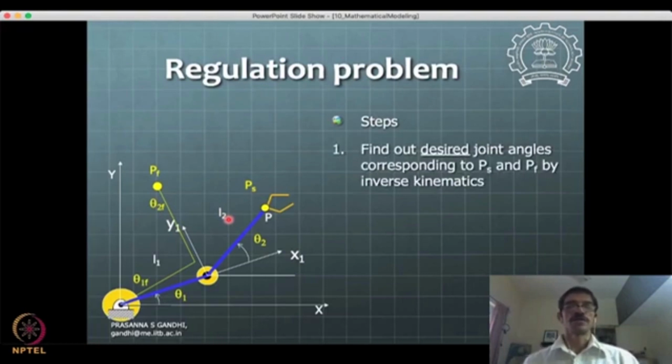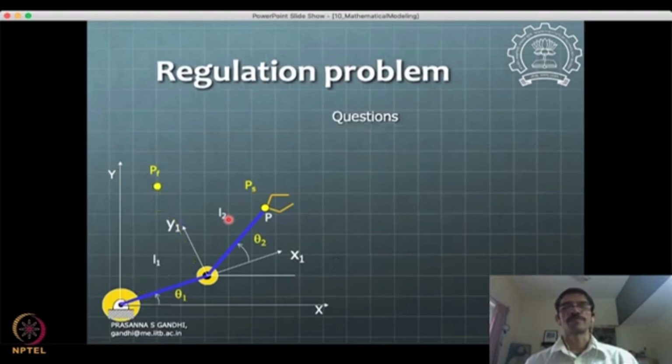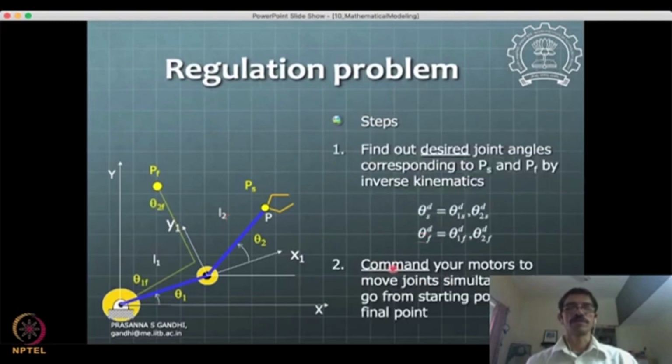So you have found, like that's what I was talking about here, you are finding these initial and final values for the generalized coordinates, and command your motors to go either simultaneously or one after the other, or whatever way, to go from the starting to the final point. Now, how do you command your motors? That is a topic of further discussion for control. So we'll see how we can control that.